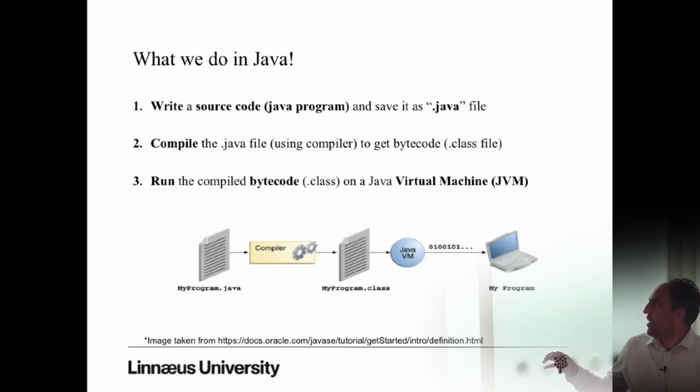Okay, and then the second step is, for example, if you have written code with the name myprogram.java, then you need to compile it. And what does the compiler do?